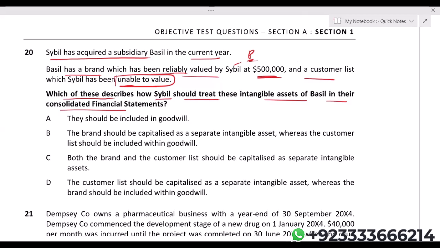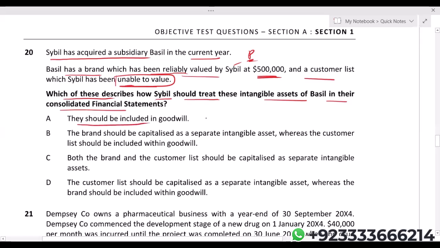If there is a customer list, obviously it will have a good impact for you, but technically, logically, the impact of that customer list will be built into the goodwill which you are going to calculate. Separately, we cannot recognize the customer list as an intangible asset. Why? Because the question says the parent is unable to value this customer list. When you are unable to value it, how can we assign any value to that? Let's see what the choices are.